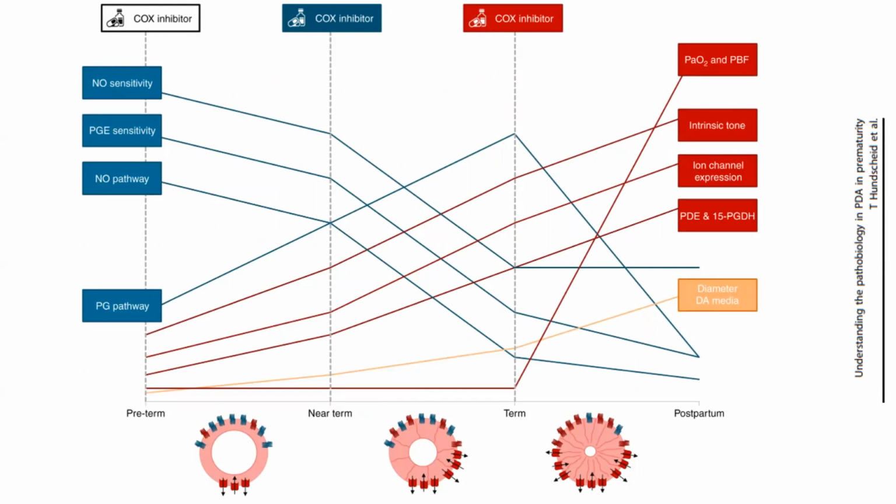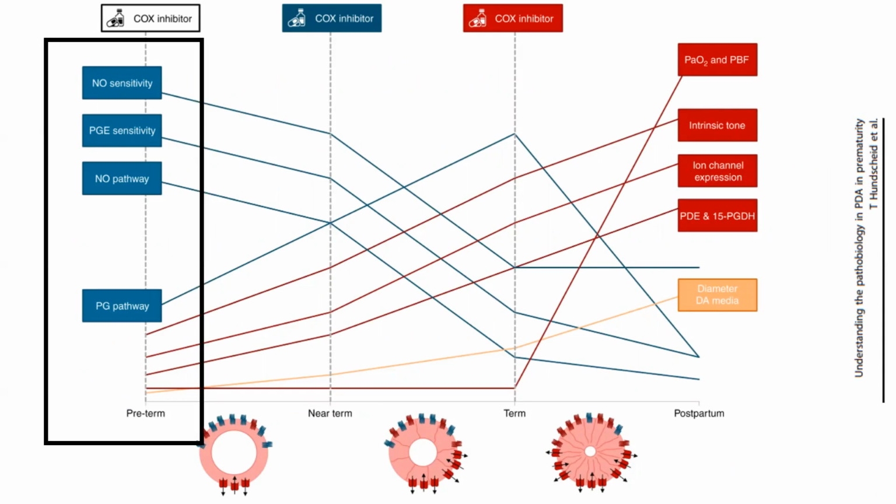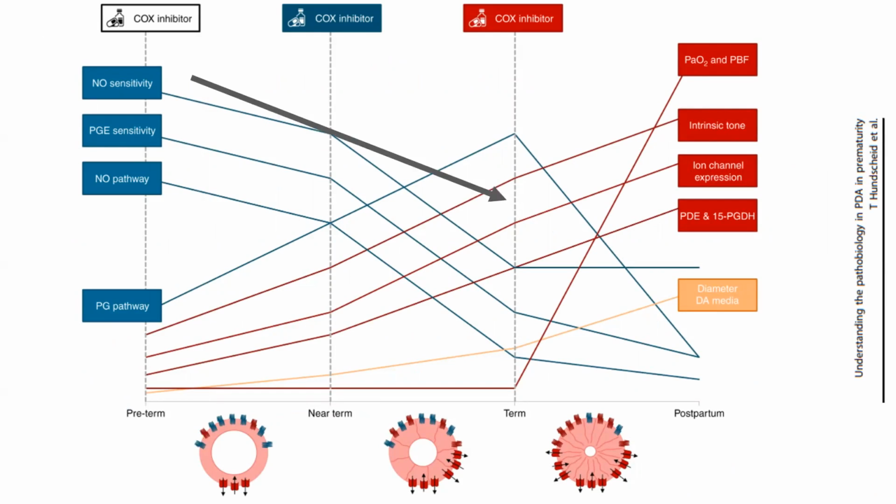This slide pretty much summarizes a previous slide in a picture. The main pathways that maintain ductal patency in fetal life are shown in blue. They include nitric oxide sensitivity and PGE sensitivity. As you can see, as gestation goes on, sensitivities to nitric oxide and PGE both steadily decline throughout gestation. The receptors that you can see at the bottom in the diagram, the blue receptors, are much higher in the preterm ductus than they are in the term ductus.